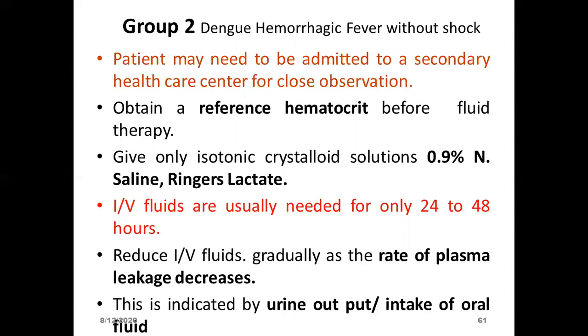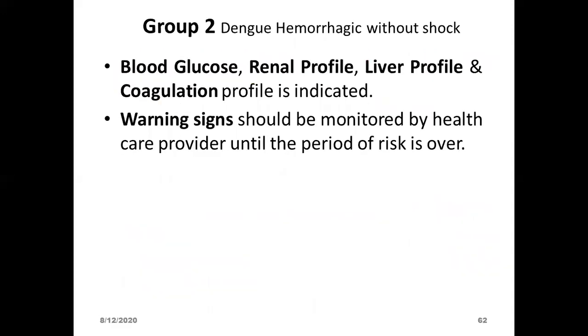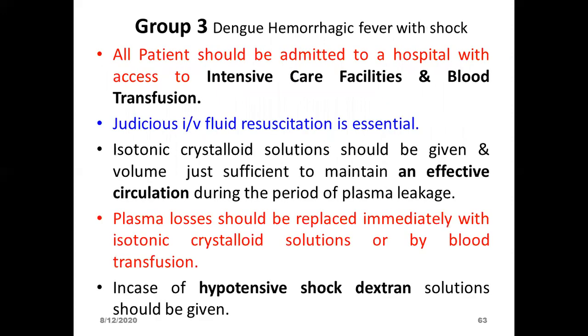IV fluids are usually needed for only 24 to 48 hours. Reduce IV fluids gradually as the rate of plasma leakage decreases, and this is indicated by the urine output and intake of oral fluids by the patient. Blood glucose, renal profile, liver profile, and coagulation profile are indicated, and warning signs should be monitored by the healthcare provider until the period of risk is over.